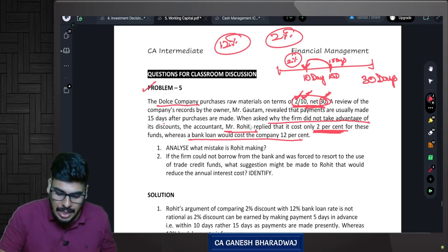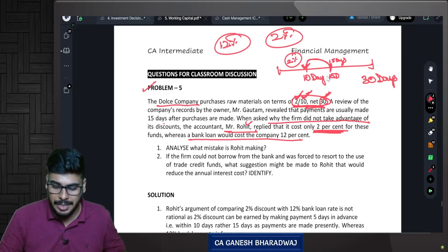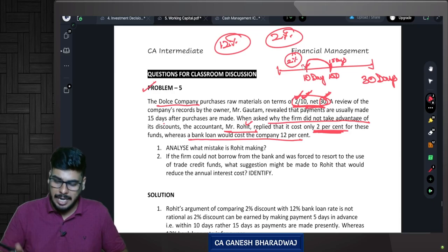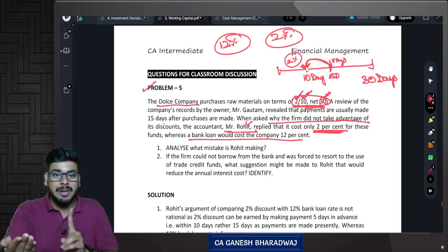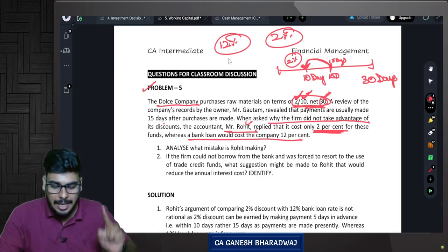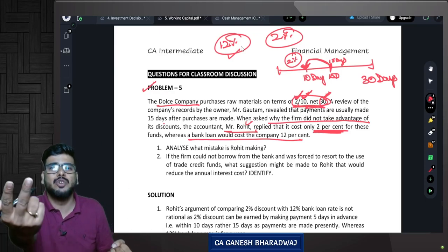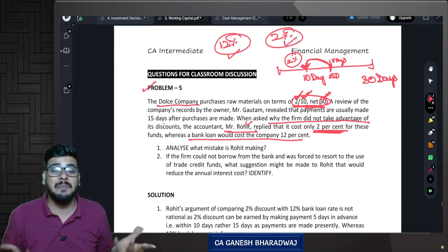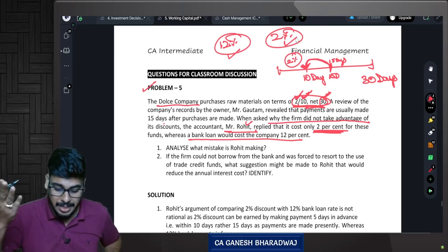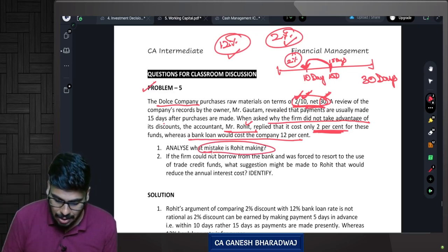This is the logic that Mr. Rohit, the accountant, is saying. Are you clear? Currently, the company is paying within 15 days. Now, the owner, Mr. Gautam, is asking why you are not availing the cash discount by paying within 10 days. He's saying, if you want me to make the payment 5 days earlier, then I don't have the money. I should borrow it from the bank. Bank interest will cost 12%. Why should we borrow money by paying 12% interest to get a benefit of 2% discount? It doesn't make sense. This is the illogical explanation that Mr. Rohit is giving. Clear with this? Yes. Analyze what mistake Rohit is making.